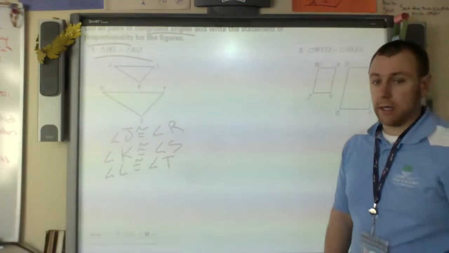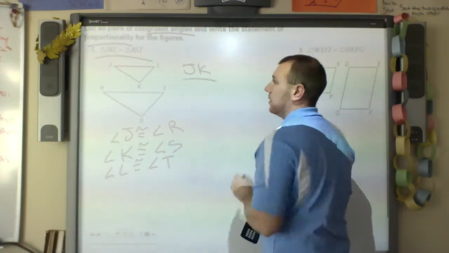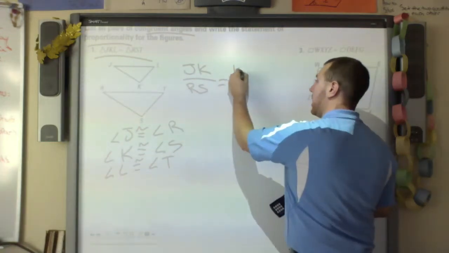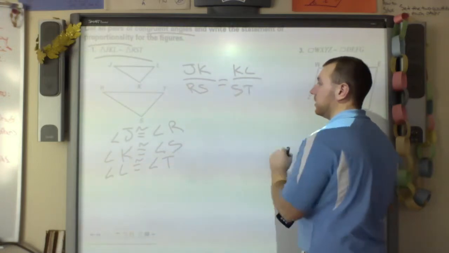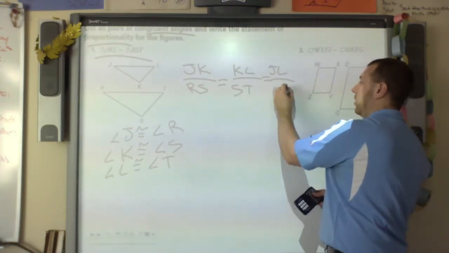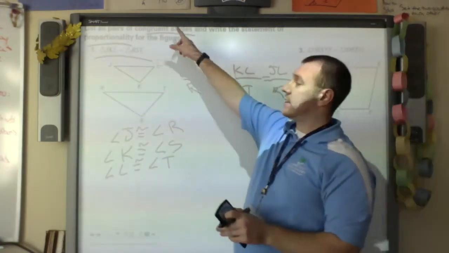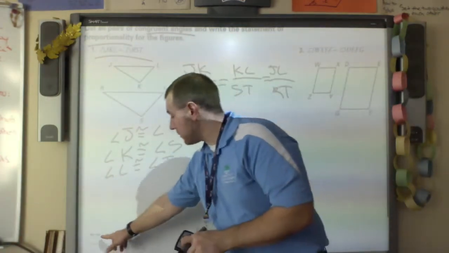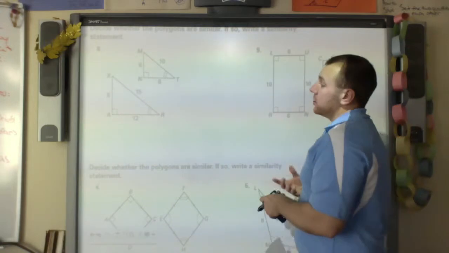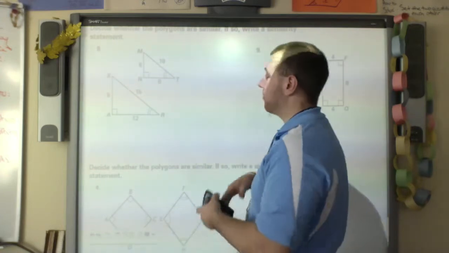The proportionality piece, that's where the sides come in. So JK over RS should be the same as KL over ST, which is the same as JL over RT. So I write out the proportions of the sides. That is the statement of proportionality. We use that to decide if polygons are similar or not. So in this case, we know all the angles are congruent, so we can skip that.